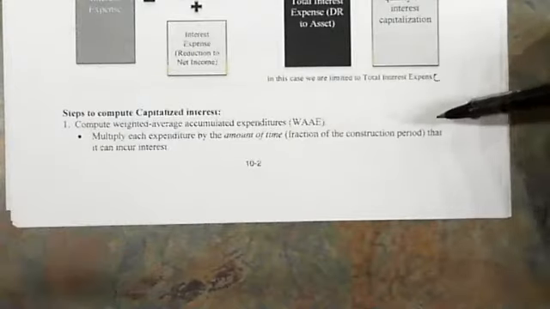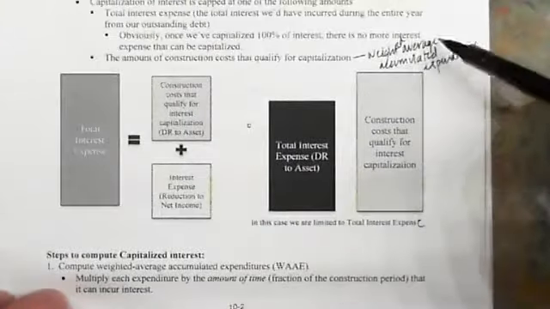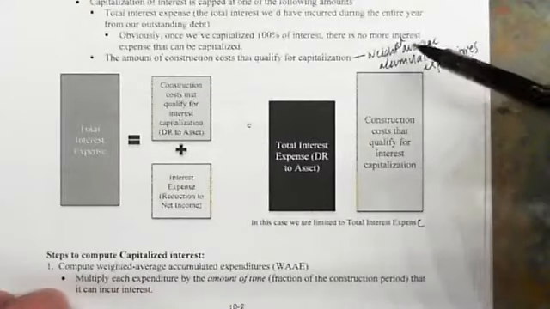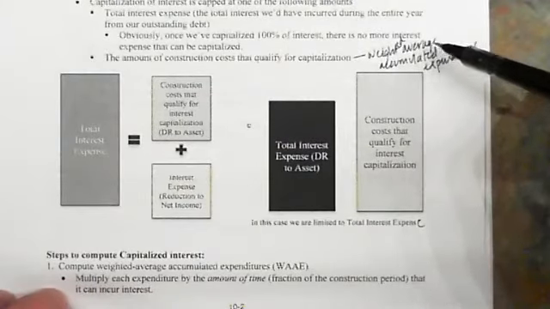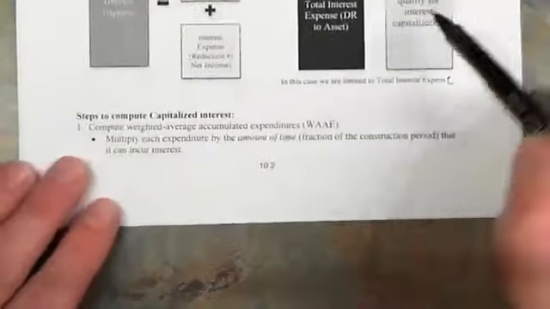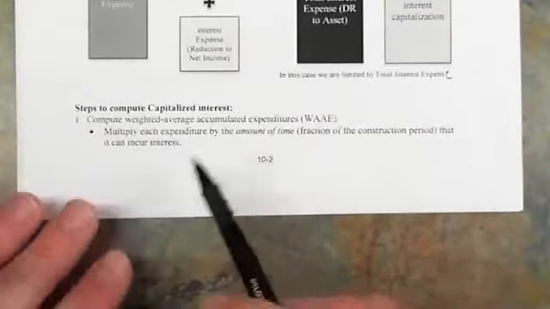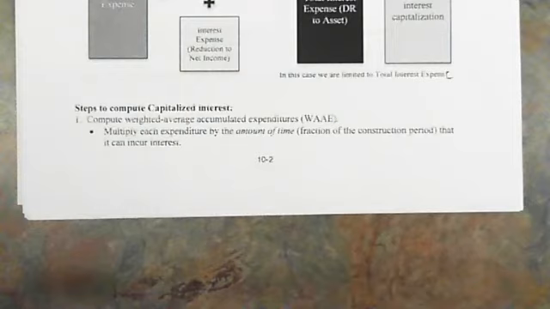Steps to compute capitalized interest. So the first thing we want to do is get that weighted average accumulated expenditures, to see what costs actually qualified to potentially be capitalized. And so in order to get that measure, we just want to weight each expenditure by the fraction of the construction period that it can incur interest.